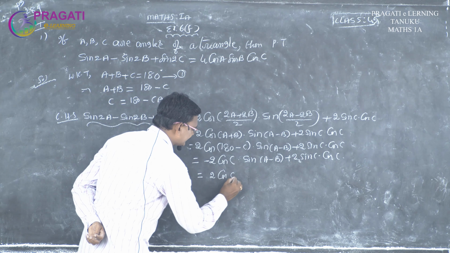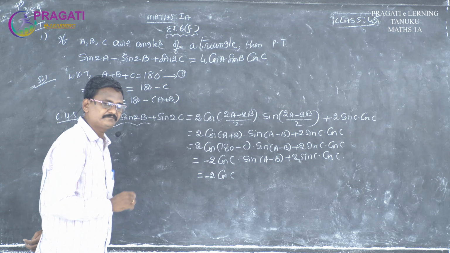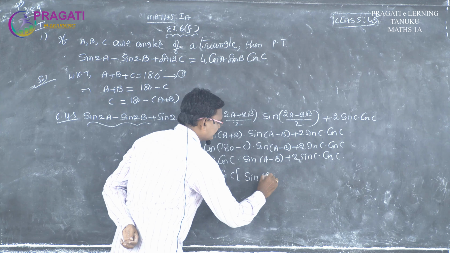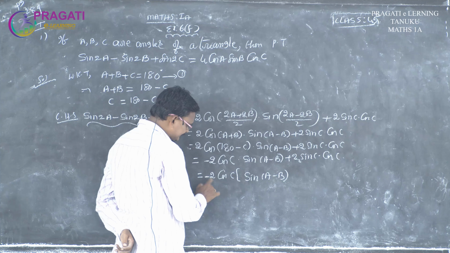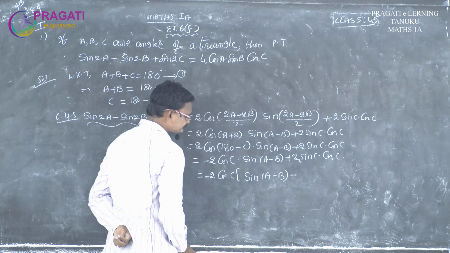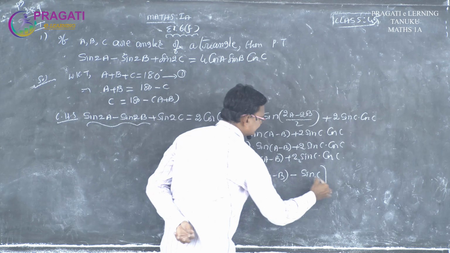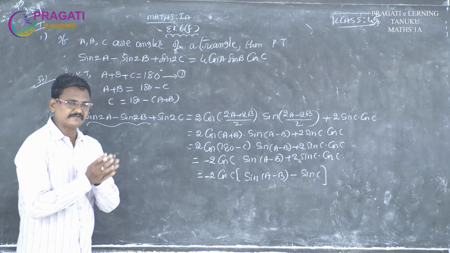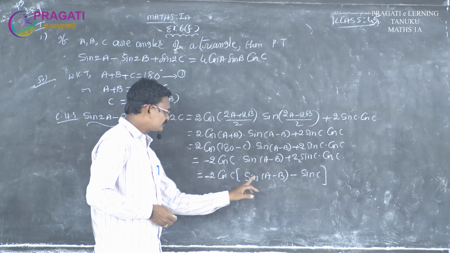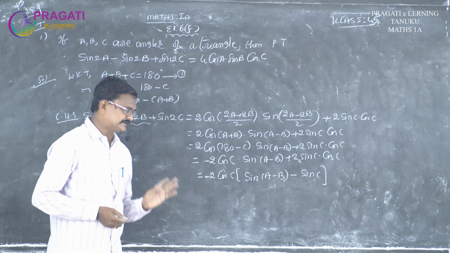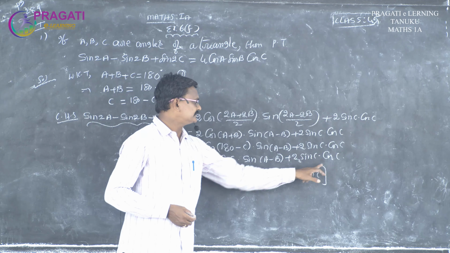2 cos C or minus 2 cos C, anything, then sine of A minus B. This is minus, so that write minus. When it is common, the remaining part is only sine C. After that, just you can verify whether it is correct or wrong. Minus 2 cos C into this as it is. Minus into minus plus cos C into this as it is.